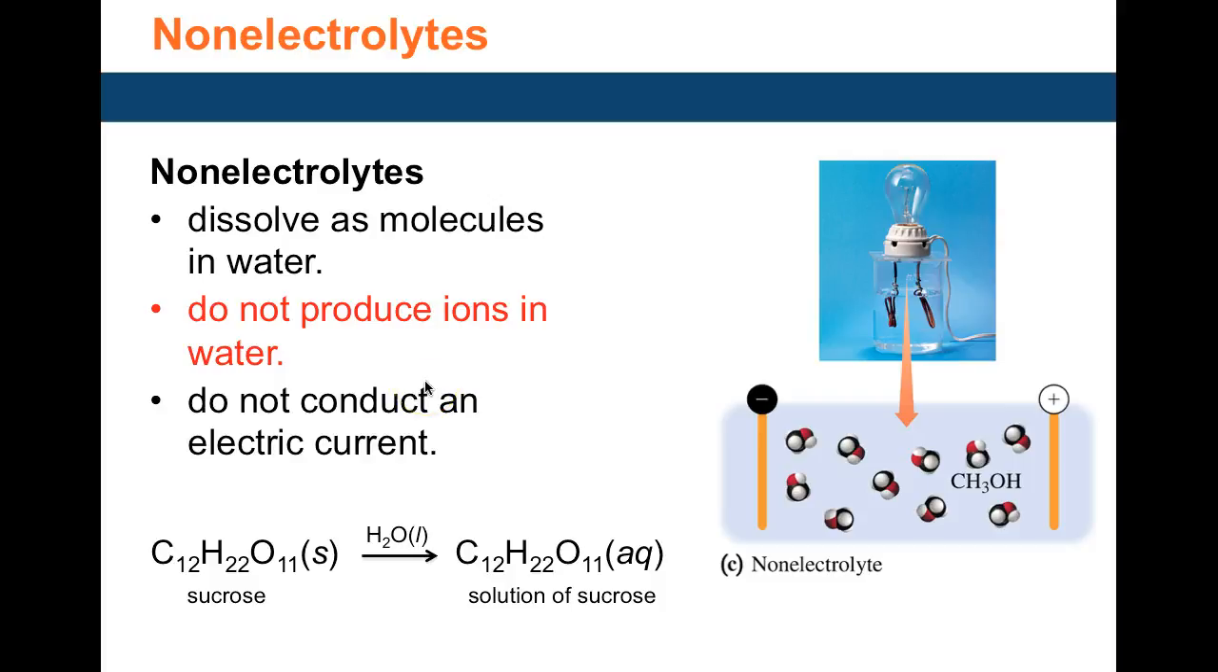In a non-electrolyte like methanol, it's dissolving in water because of hydrogen bonding. However, no ions are being produced, all right? Or sucrose or glucose, they would dissolve, which is why you see AQ, which means that once they dissolve into water, you no longer see a solid. They're all aqueous, dissolved into water because of hydrogen bonding. However, no ions are produced, and therefore you don't see any kind of reaction with the light bulb.